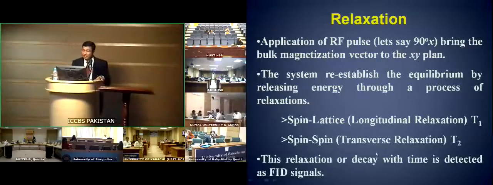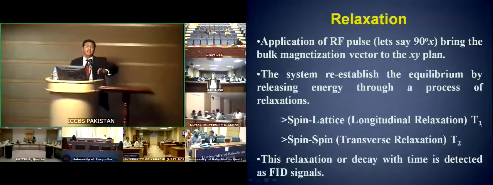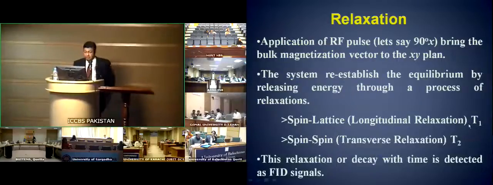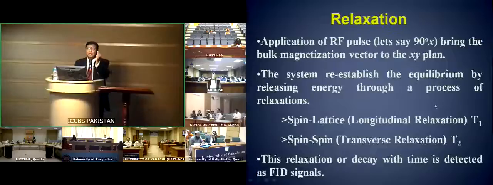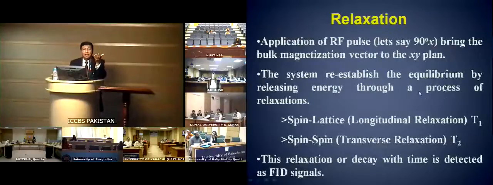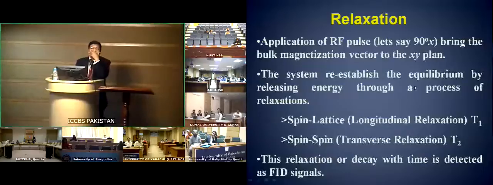One is called spin lattice relaxation, which is T1, a big T1. And the other is big T2, right? T1 is the most important relaxation mechanism through which most of the nuclear species lose their energy and go back to the thermal equilibrium. Now, relaxation is a process of losing energy.